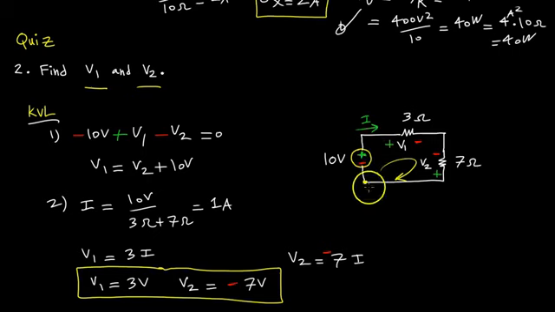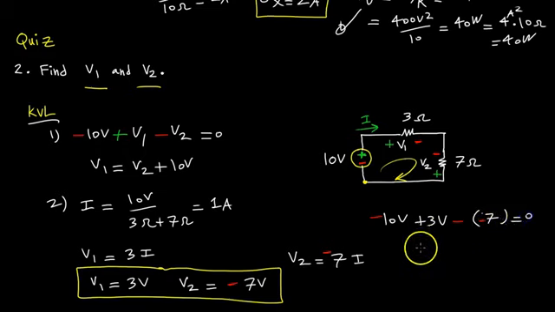So let's rewrite the KVL, and actually let's just plug right in. So we're going to have negative 10 volts plus 3 volts minus, and then we're going to have a minus 7 volts because V2 is minus 7 volts. That is equal to 0.